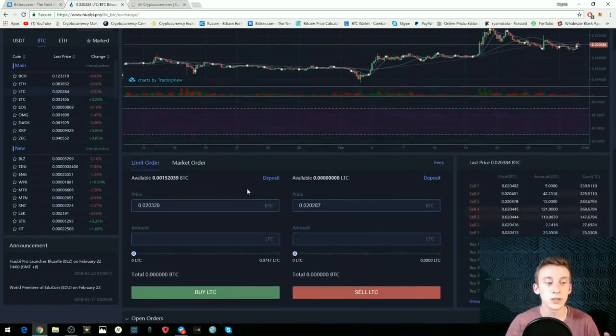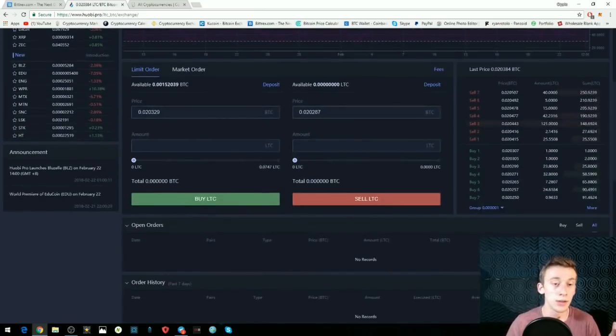Okay, so down here, this is where you're going to buy and sell different cryptocurrencies. Right here, this is where you're going to buy Litecoin, because we're in the Litecoin market, and this is where you're going to sell Litecoin. Right up here, this is the limit order and the market order.